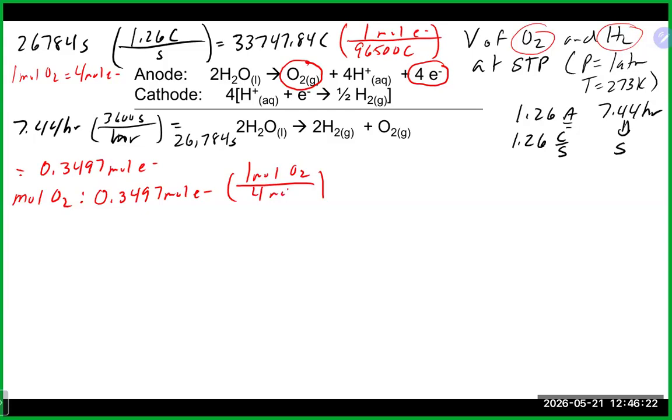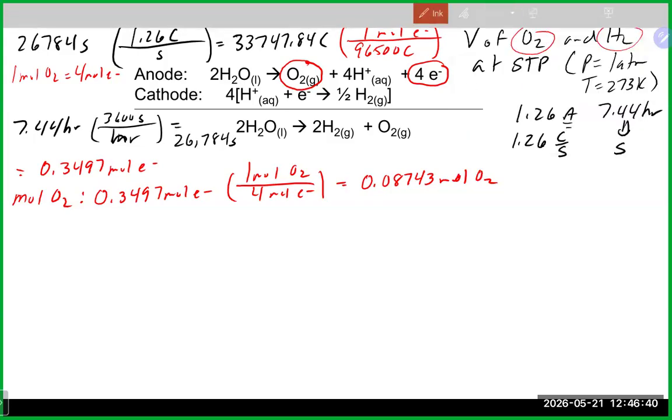And again, using the balanced half reaction, we will end up with 1 mole of oxygen on top, 4 moles of electrons on the bottom. So we're basically just going to divide that by 4, and I'll get 0.08743 moles of oxygen. We'll do the exact same thing here for the hydrogen since we need both of them.